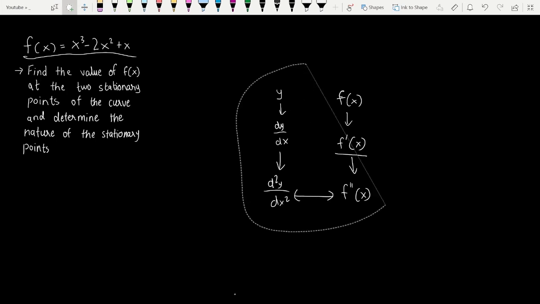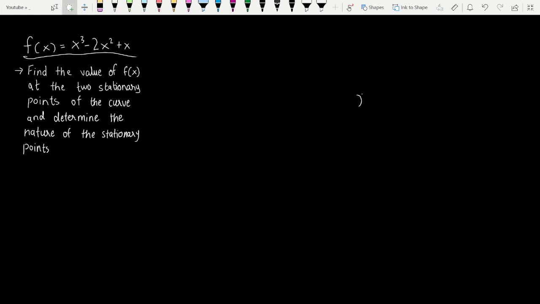Now we have this function curve over here, which is f of x equals x cubed minus 2x squared plus x. And they ask us to find the value of f of x. We need to find f of x at the two stationary points of the curve, and we also need to determine the nature of the stationary points. The first thing they tell us is that we have two stationary points, not just one. So that's what we're dealing with over here. And then we need to state the coordinates, the f of x of the two stationary points.